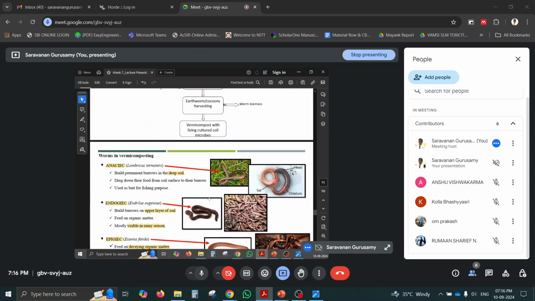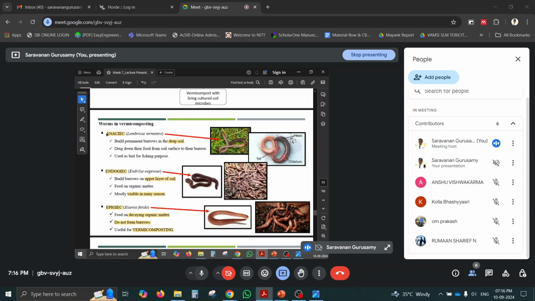So what are the three worms used in vermicomposting? First one is anecic. Anecic is the one which acts on the deep soils. Whenever there is a big pit, the deep soil will be acted upon by anecic earthworms. This anecic is also used for fishing purposes. You can see in the bait we keep some earthworms, that is these anecic earthworms. Then endogeic... the one which will always live in the upper layer of the soil. It will build burrows in the upper layer of the soil. So there it will create compost.